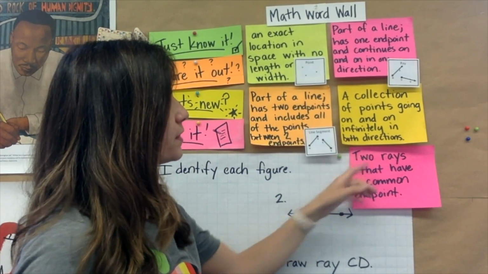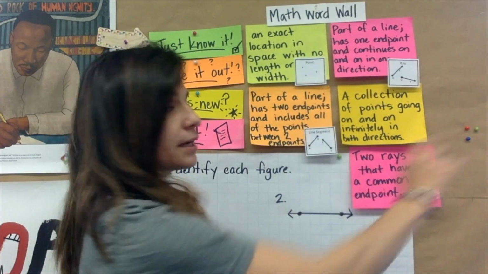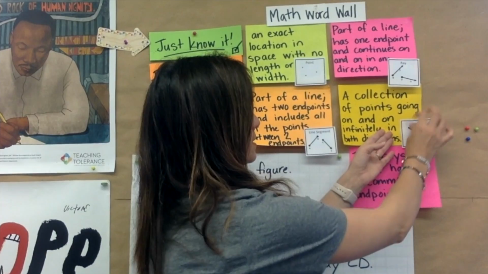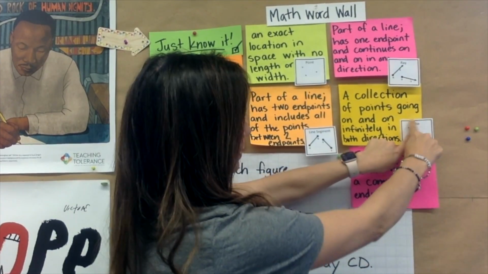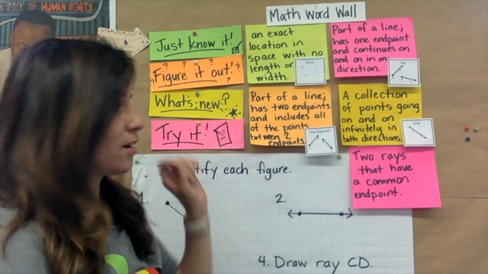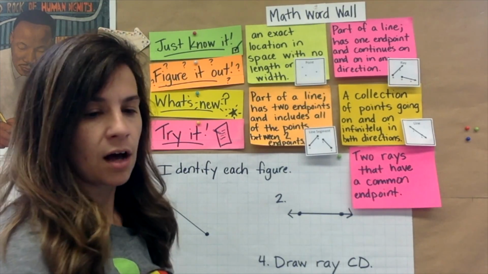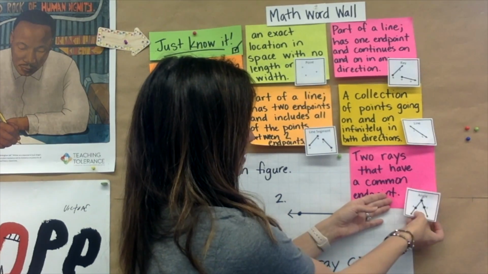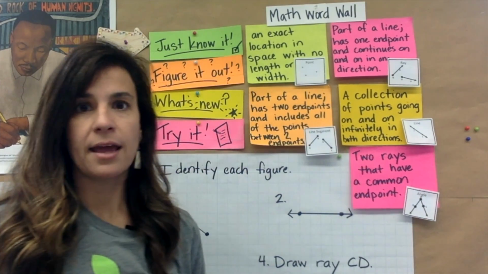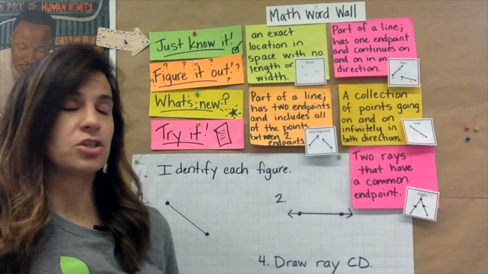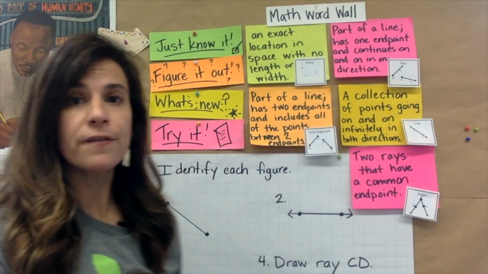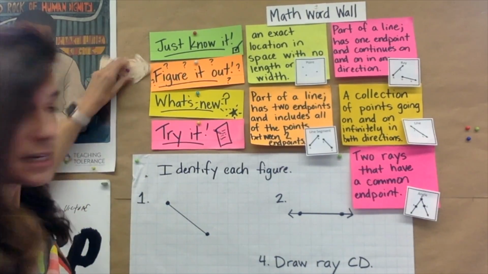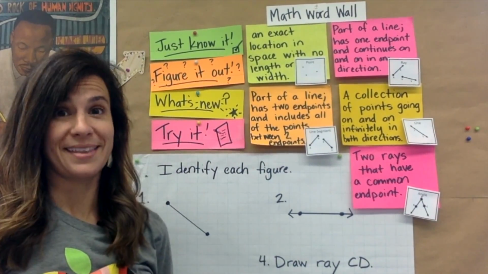A collection of points going on infinitely in both directions. Well, that would just be a line. So a segment is just the part between those 2 points, but the line goes on and on. And then two rays that have a common endpoint, that would be an angle. And this could be turned any which way, just like we saw when we were looking at our geometry in nature. So let's, for Figure It Out today, identify some of these and even take a pass at drawing them.